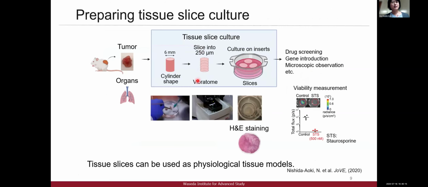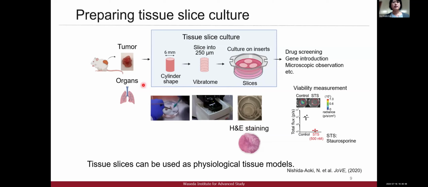So what is tissue slice culture? Tissue slice culture is a thinly sliced tissue that maintains life in the lab with the culture medium like this. And this tissue slice culture, just prepared, maintains the original tissue architecture and the cellular profiles, and can be utilized as tissue models for many experiments, including the EV observations.